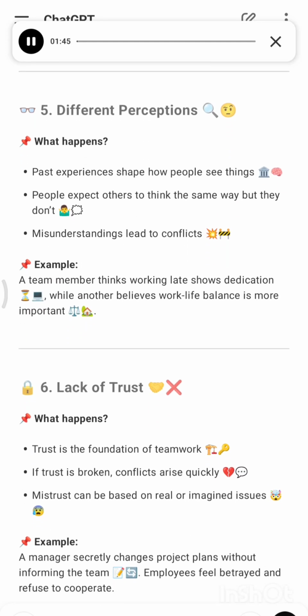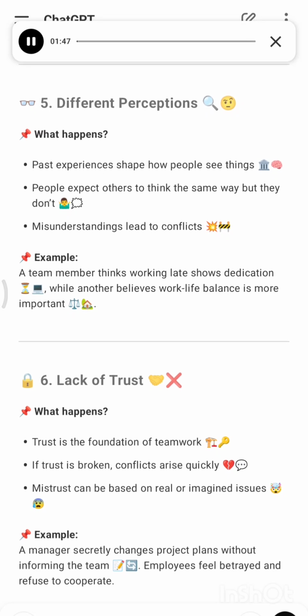5. Different perceptions. What happens? Past experiences shape how people see things. People expect others to think the same way, but they don't. Misunderstandings lead to conflicts. Example: a team member thinks working late shows dedication, while another believes work-life balance is more important.